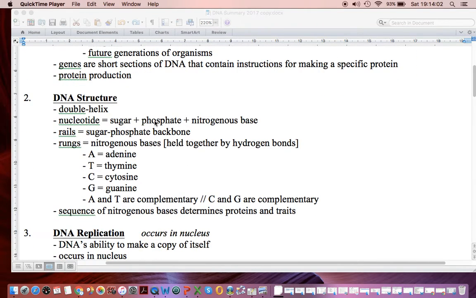So the first part of this game was understanding DNA structure. Double helix, a nucleotide made of a sugar, a phosphate, and nitrogenous base. The rails of the ladder, if we think of it as a ladder, is the sugar phosphate backbone. The rungs are the nitrogenous bases that give us the A, T, C, and G. And yes, you should know those words, but often we symbolize them with a capital letter. We should know that A and T are complementary, C and G are complementary, and that just means they fit together.